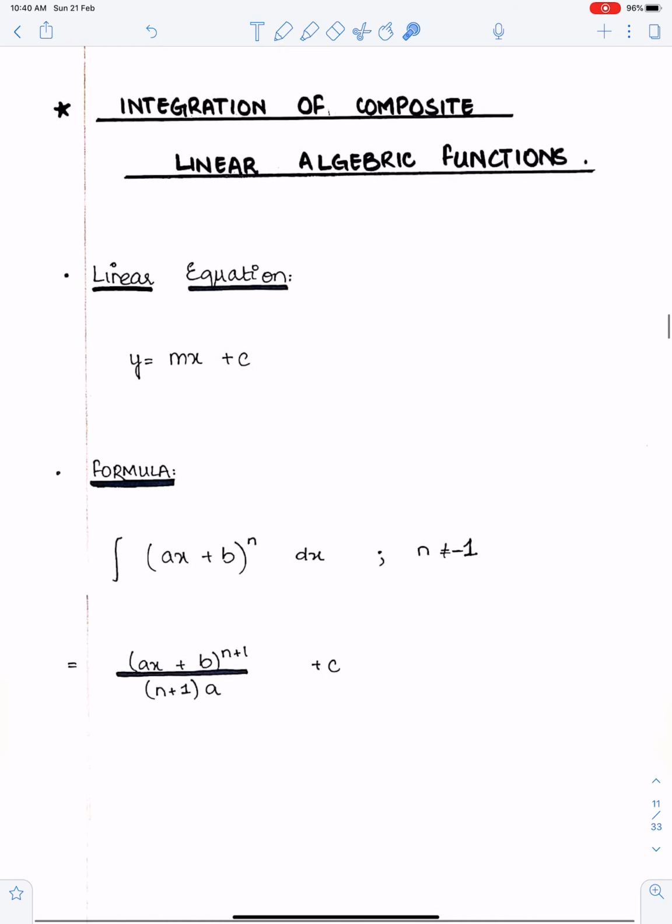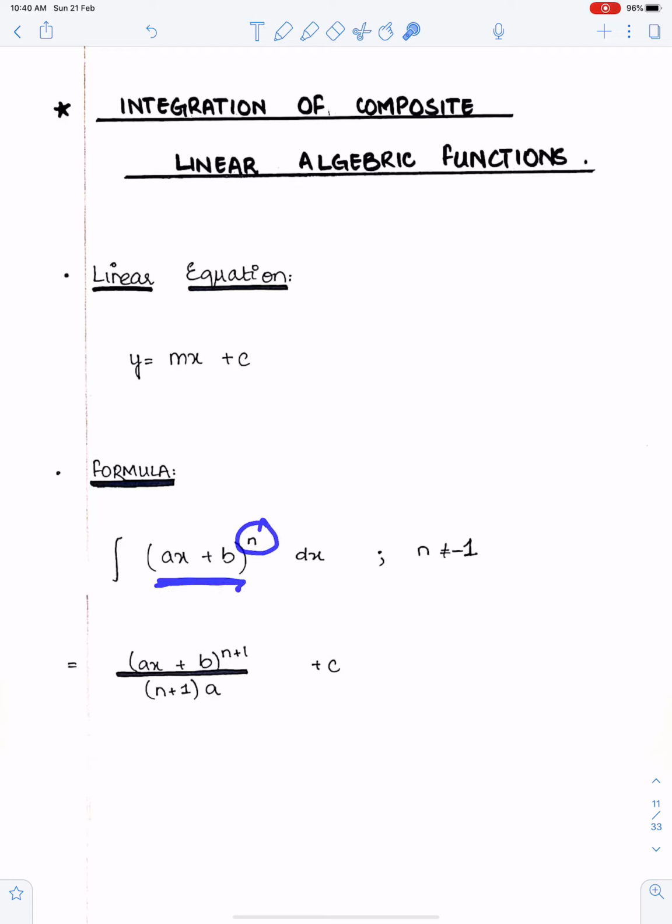Integration of composite linear algebraic functions. Algebraic expansions, you can say. This is the linear equation and this is the linear expansion. So whenever you have to integrate linear expansion, you can integrate the expansion directly without expanding the expansion. You don't need to expand the expansion.